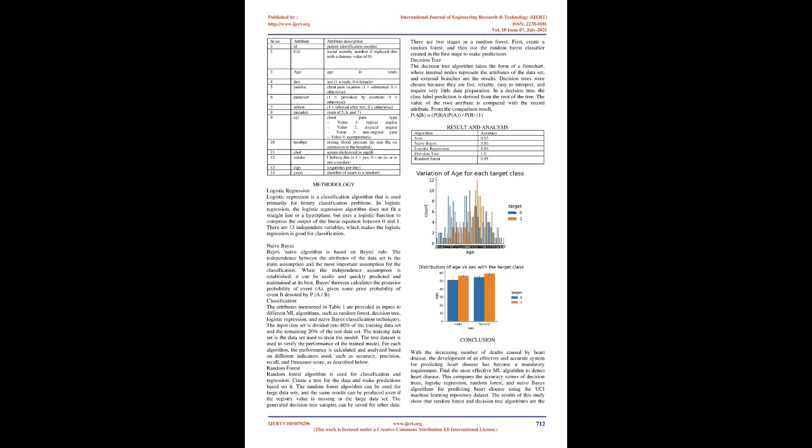9 CP, chest pain type. Value 1, typical angina. Value 2, atypical angina. Value 3, non-anginal pain. Value 4, asymptomatic. 10 Trestbps, resting blood pressure, in mmHg on admission to the hospital. 11 Chol, serum cholesterol in mg/dl. 12 Smoke, I believe this is 1 equals yes, 0 equals no, is or is not a smoker. 13 Cigs, cigarettes per day. 14 Years, number of years as a smoker.